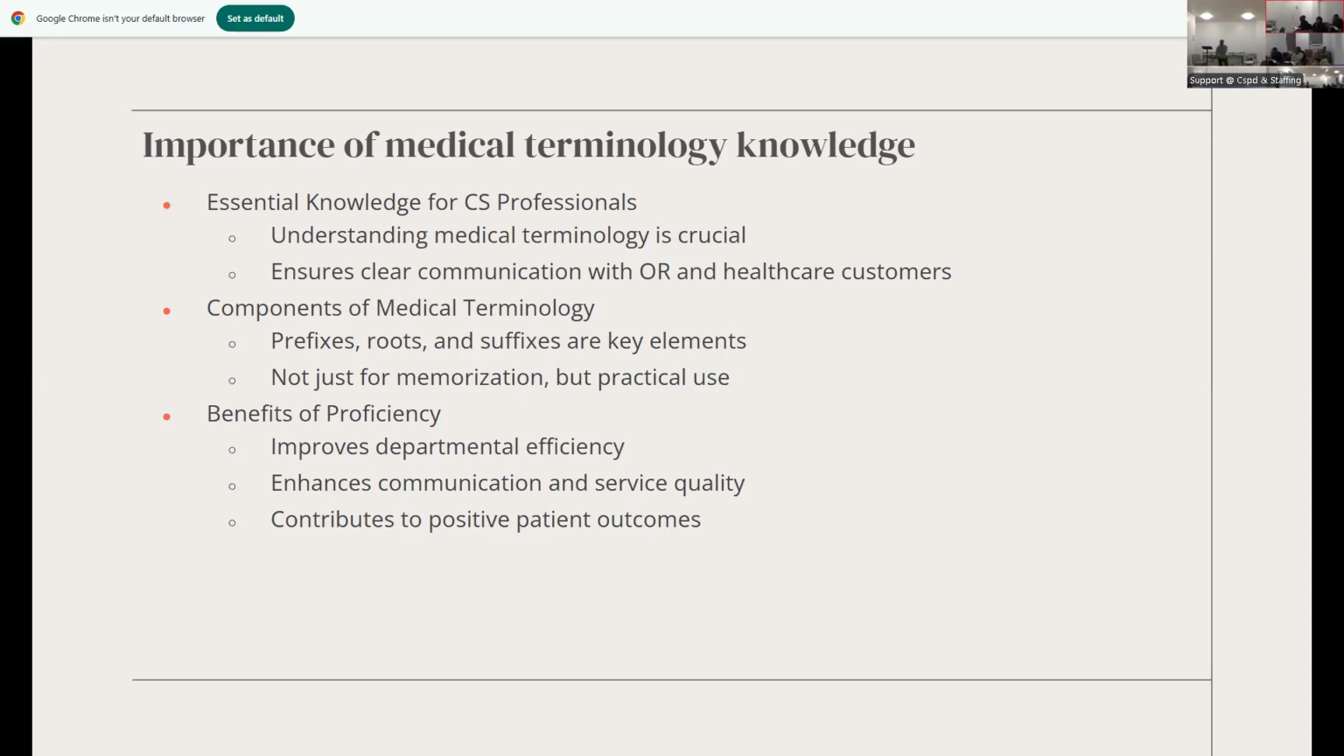Components of medical terminology, we talk about this. Prefix, the roots, and then the suffix. They are the keywords, not just for memorization, but practical use. All right? Try to use it as much as possible.